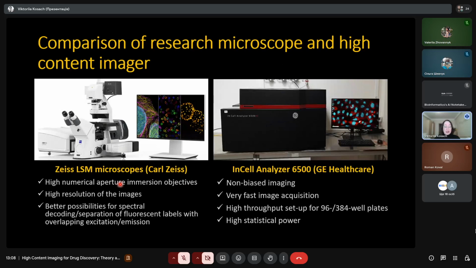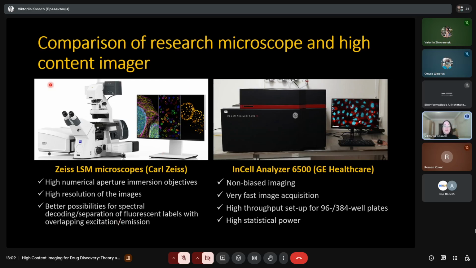Because of that, a research microscope can give you very nice image resolution. And actually, there are better possibilities to separate the spectral overlap. Currently, research microscopes have very nice software to work with fluorescent dyes that have very tightly packed or even overlapping spectral excitation and emission. So after the experiment, you can better separate them.